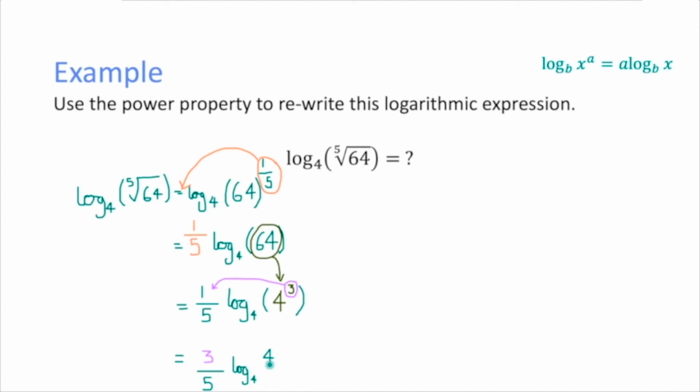Now, can you see something very special about this last line of our work? Do you see how there is a 4 inside our logarithm and a 4 at the base? We should know that if these two numbers are the same, then it actually simplifies to the number 1. So now we have that our expression of log to the base 4 of the fifth root of 64 is actually equal to 3/5. Why don't you try on your calculators? See if you get the exact same answer.